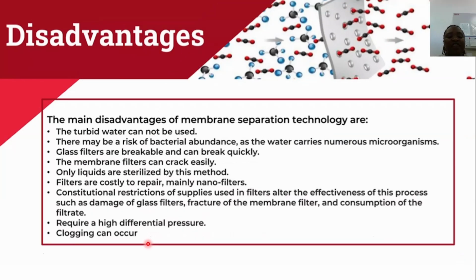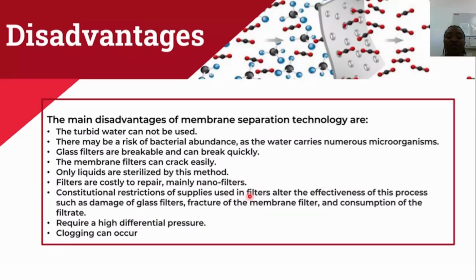Disadvantages of this technology: turbid water cannot be used because it's likely to clog the membrane. There may be risks of bacterial abundance, as the water carries numerous airborne microorganisms. Glass filters are breakable and can break easily and quickly. Membrane filters can also crack because some of them are made of organic material. Only liquids are sterilized by this method; we cannot sterilize, let's say, solid substances. Filters are also costly to repair, especially the nanofilters. So that can become another cost.